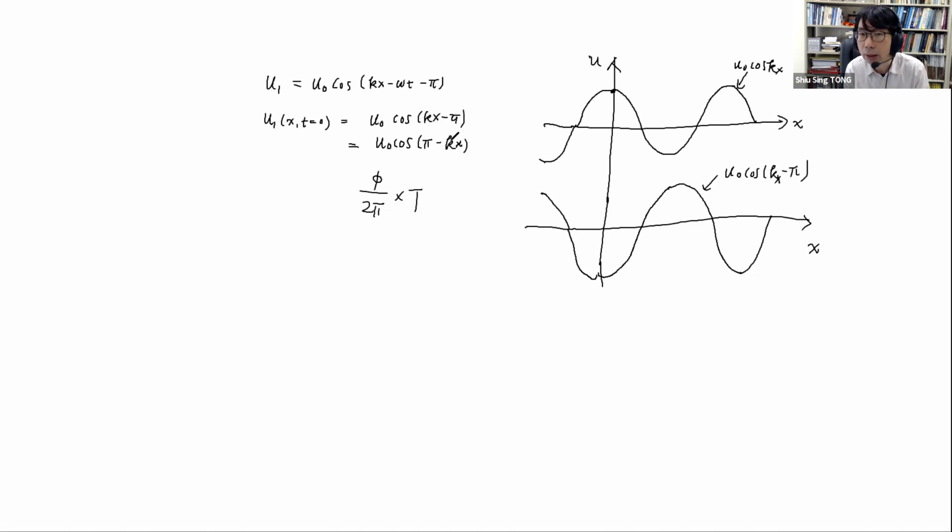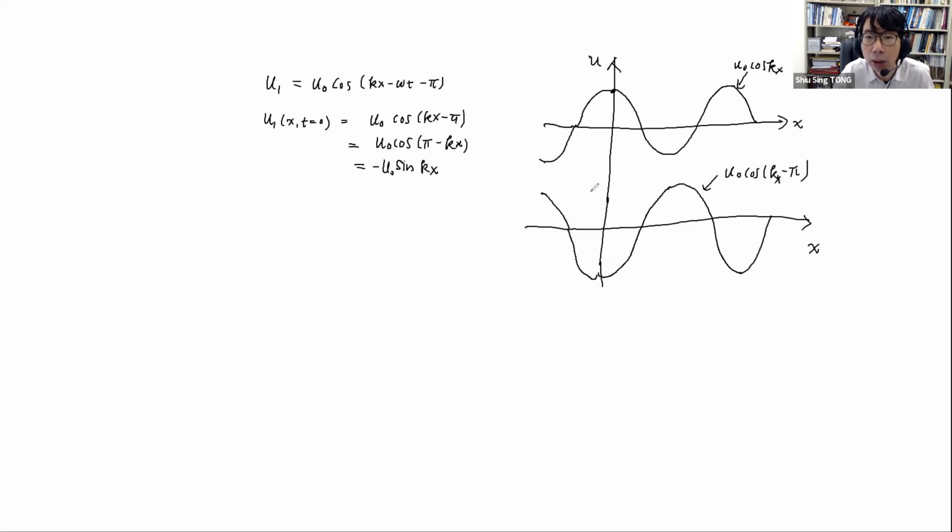Now, if I consider kx to be in the first quadrant, then this angle is in the second quadrant. Pi minus an angle is in the second quadrant. So when I convert this into a sine, there should be a minus sign in front. I better erase it. So it becomes minus u naught sine kx, which is this curve. Okay.